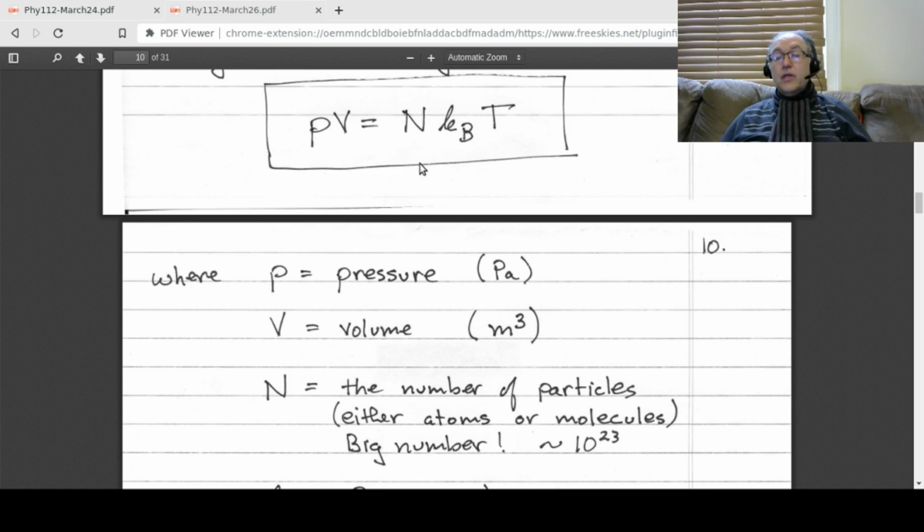Capital N is literally the number of particles. It's a very large number. It's around 10 to the 23, all right?